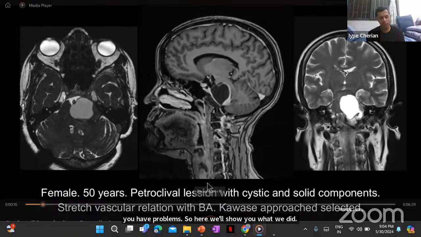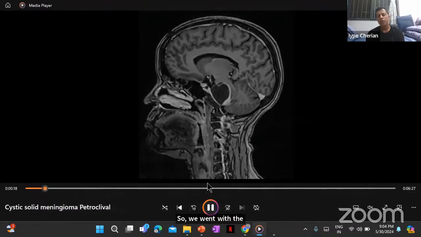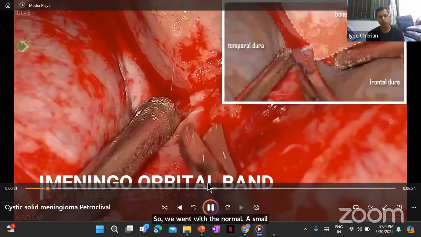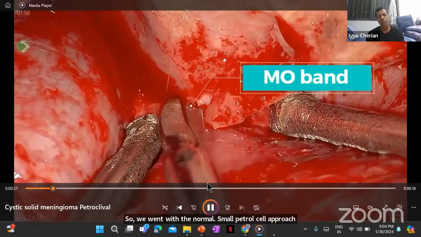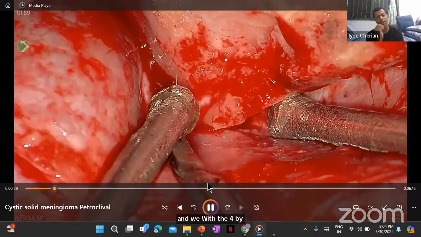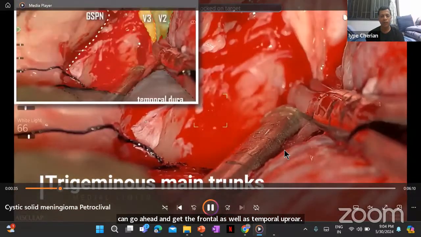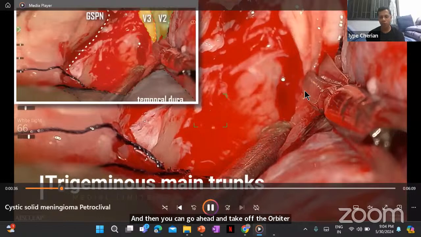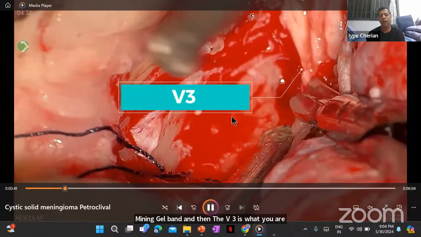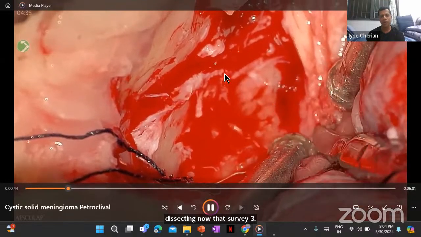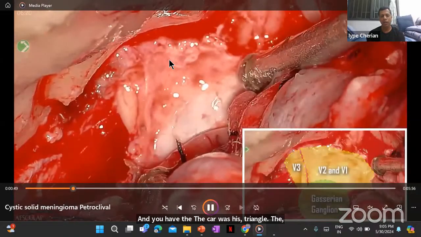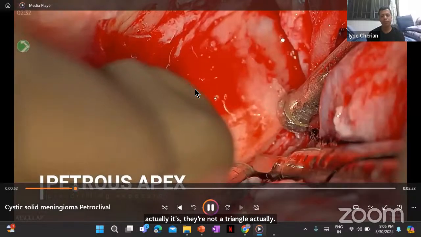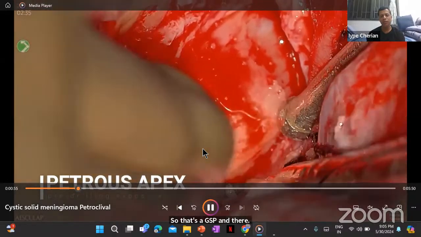So we went with the normal small petrosal approach, and with a 4 by 3 centimeter craniotomy, you can go ahead and get the frontal as well as temporal approach. And then you can go ahead and take off the orbitomeningeal band. And then the V3 is what you are dissecting now. That's a V3. And you have the Kawase triangle. Actually, it's not a triangle, actually. So that's a GSP in there. And the petrous edge is being defined right now.